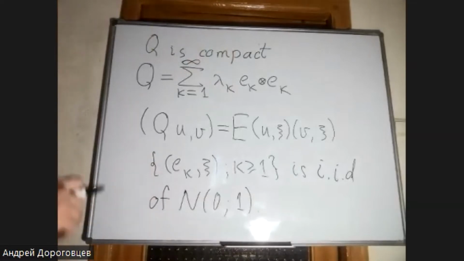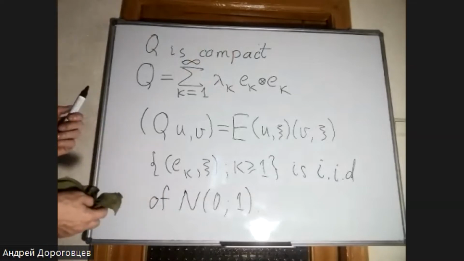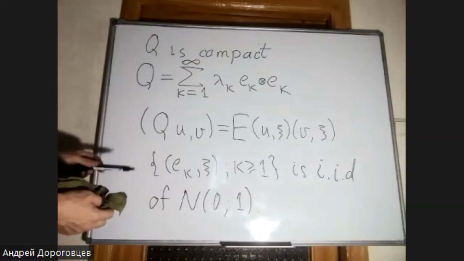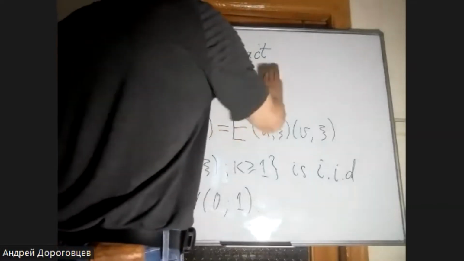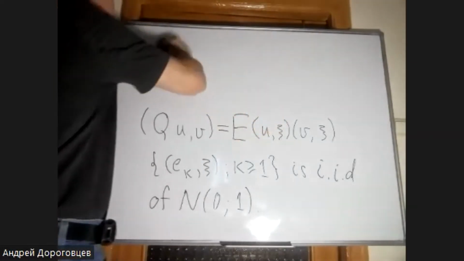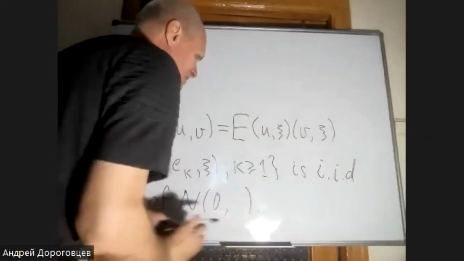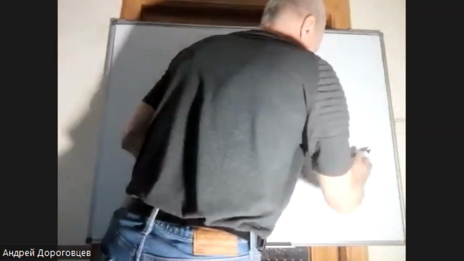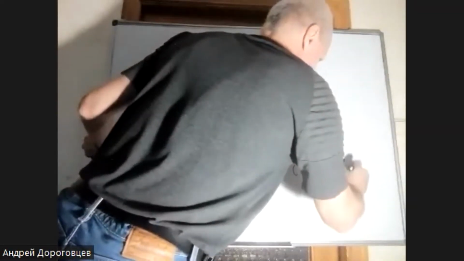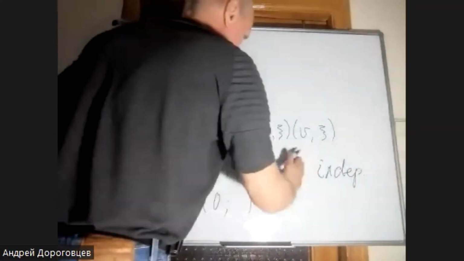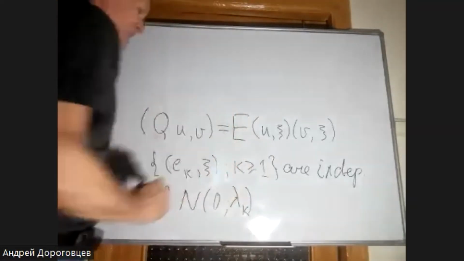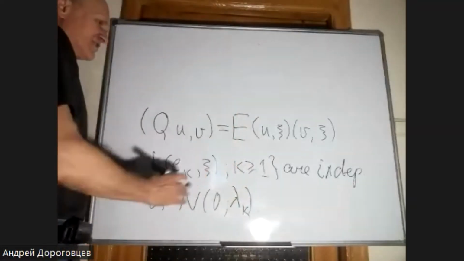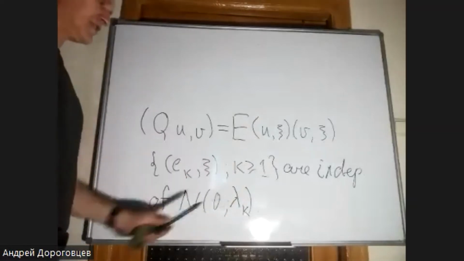Here is the following conclusion, which is very interesting. Excuse me, not standard, but here must be, excuse me, I am too fast, independent Gaussian with variance lambda k, of course, because of the definition of Q. We will do this in the IID sequence, but right now, due to the definition of Q, we have here lambda k.